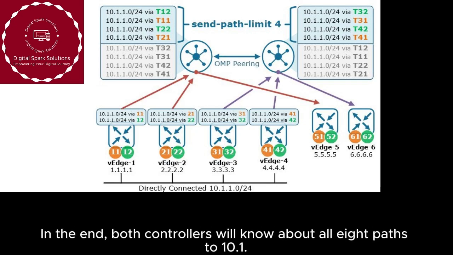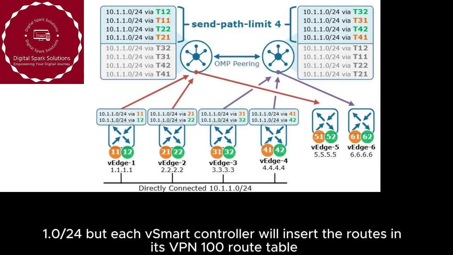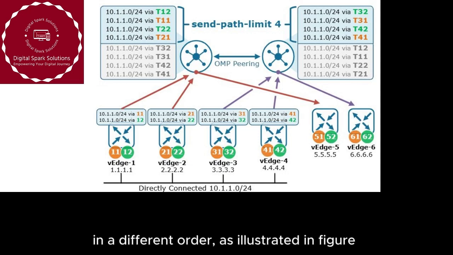In the end, both controllers will know about all 8 paths to 10.1.1.0/24, but each vSmart controller will insert the routes in its VPN 100 route table in a different order, as illustrated in the figure.